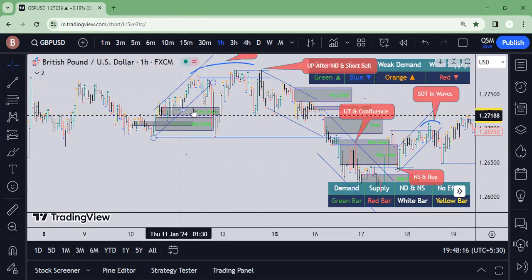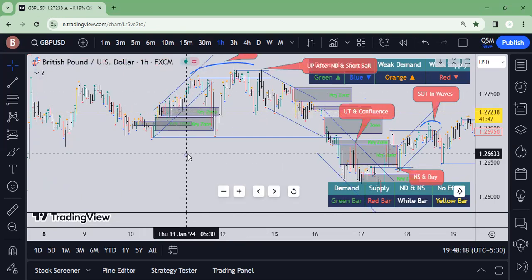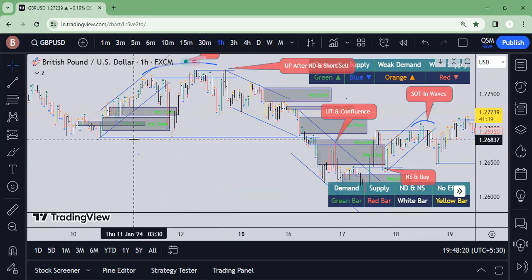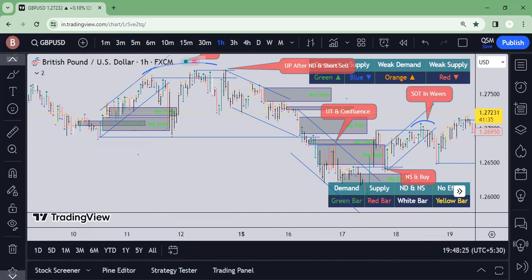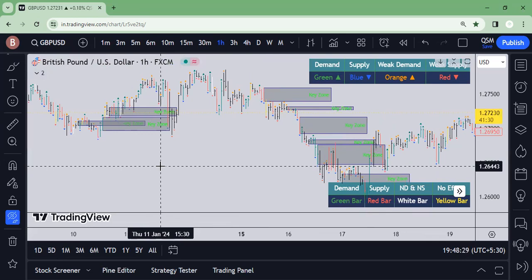Like for example, look at this particular area. So demand zone and supply zone cannot take place at one particular price. This is what I've learned throughout my market reading and based on my observation of the market.